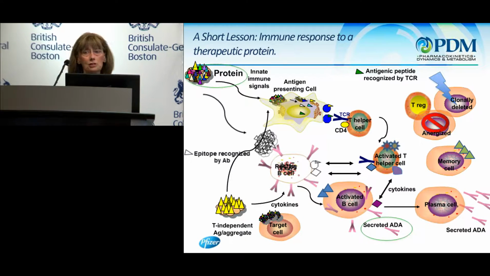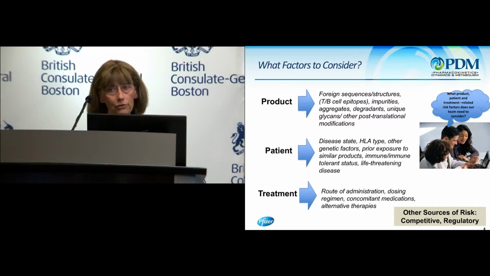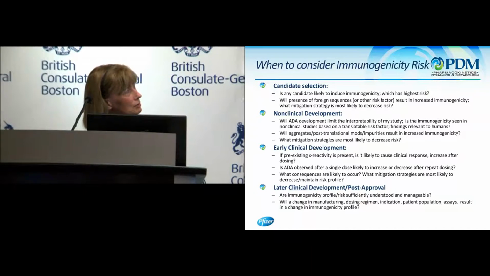The factors that are considered, I think most of you have heard a lot about those. Manoj already talked on that. We think about product, patient, and treatment-related factors. More and more, we're also considering other sources of risk, which are competitive and regulatory risk. As I alluded to in some of my questions, in particular to Manoj, we're not just thinking about immunogenicity risk when we first select our candidate. We actually have to think about it throughout the development. Obviously, we want to select the candidates that have the lowest risk.